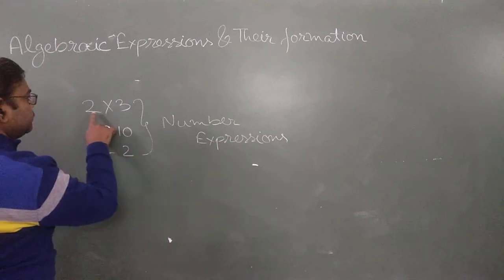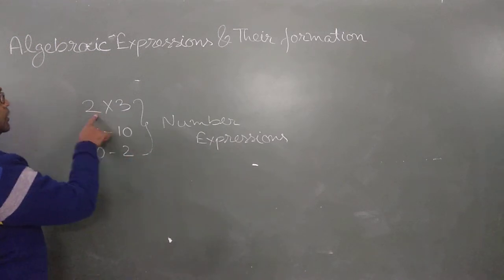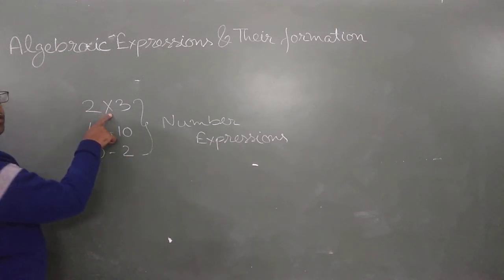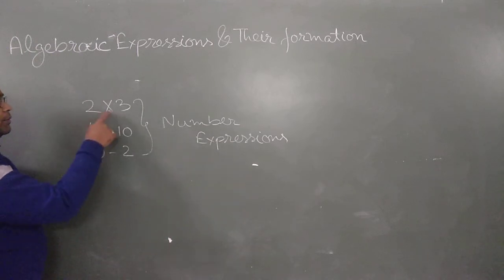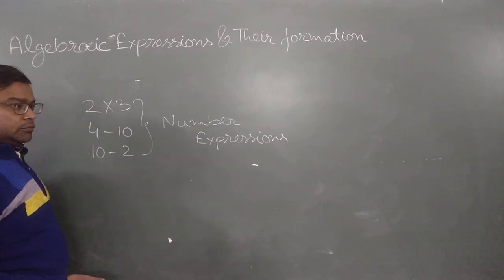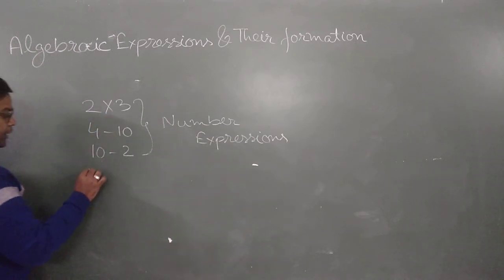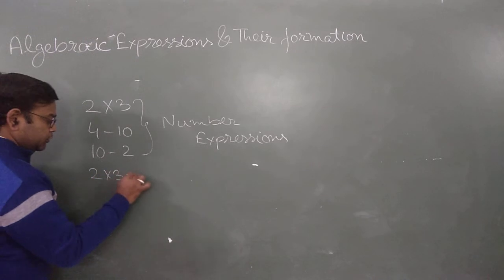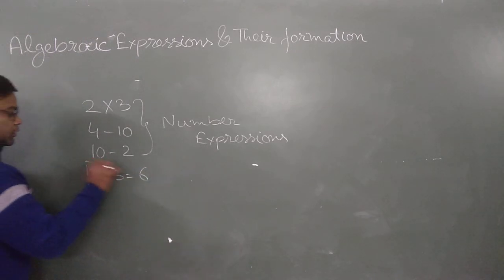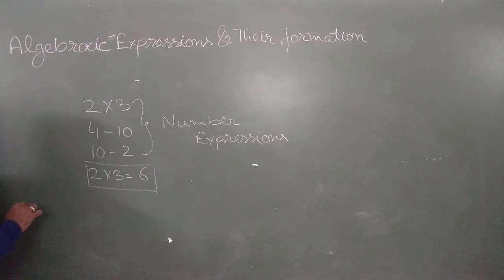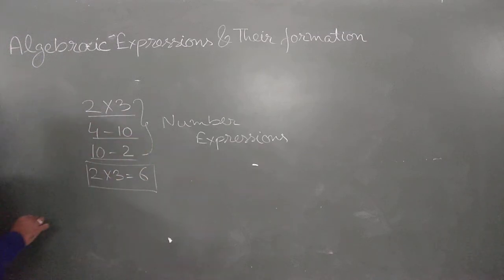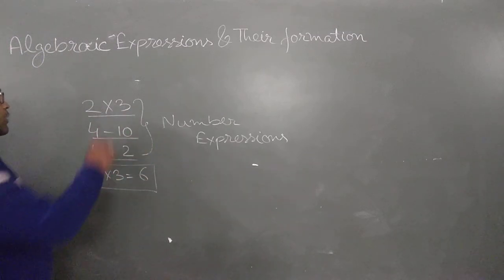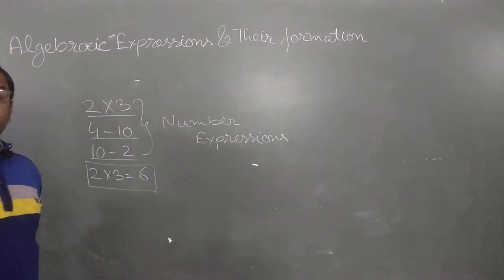And as a result, while we are doing the operations given in them, we have some output, some result. For example, we can write down 2 into 3 equals 6. So this part is your expression. Though they contain only numbers, they are known as your number expressions.